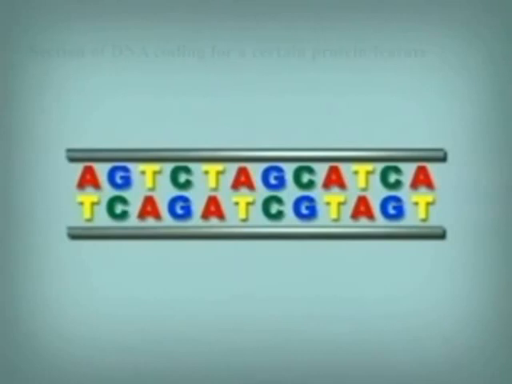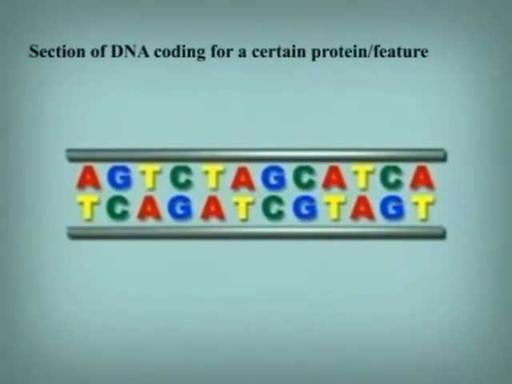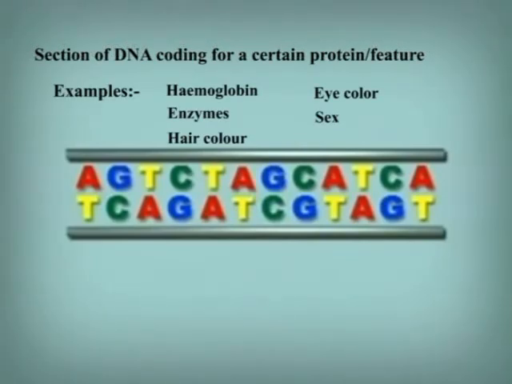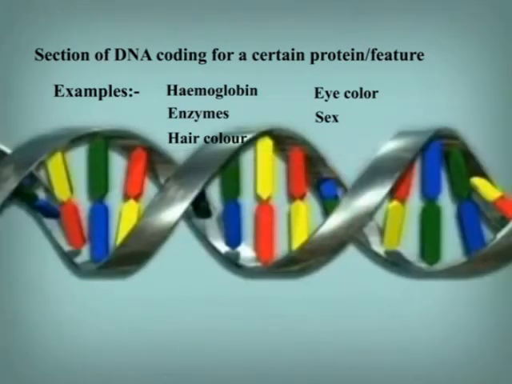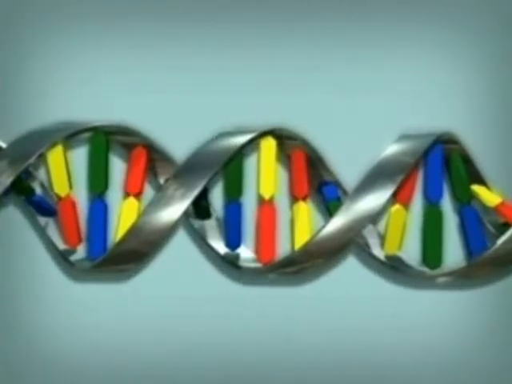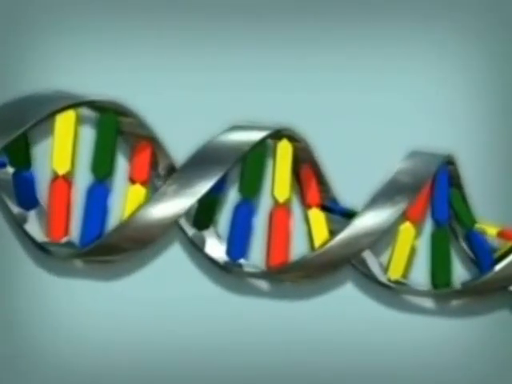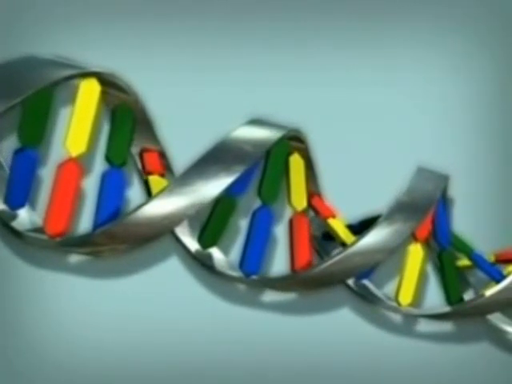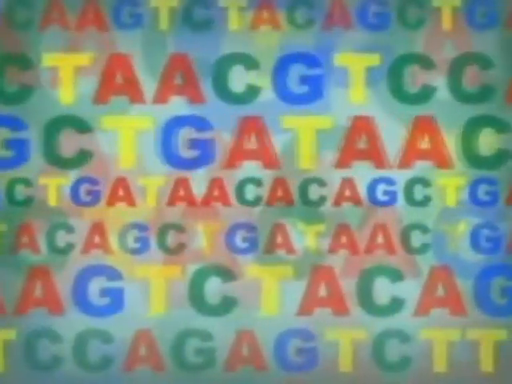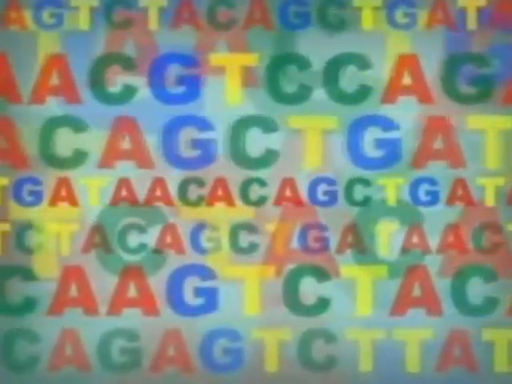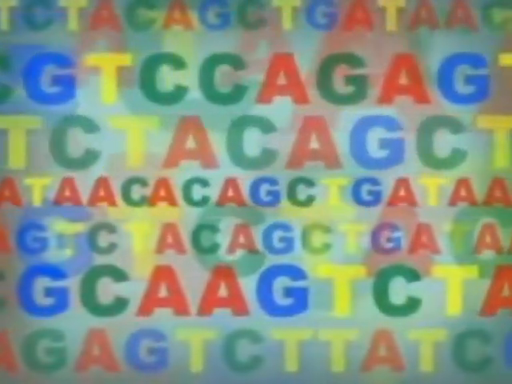A gene is a section of the DNA that codes for a certain feature or protein. For instance, the gene for hemoglobin, a certain enzyme, hair color, eye color that is brown or blue, sex, either male or female, height, and so on and so on. Each protein is coded by a unique gene. So you can imagine there are thousands of genes due to the thousands of proteins in human. In fact, there are over 100,000 genes in human.